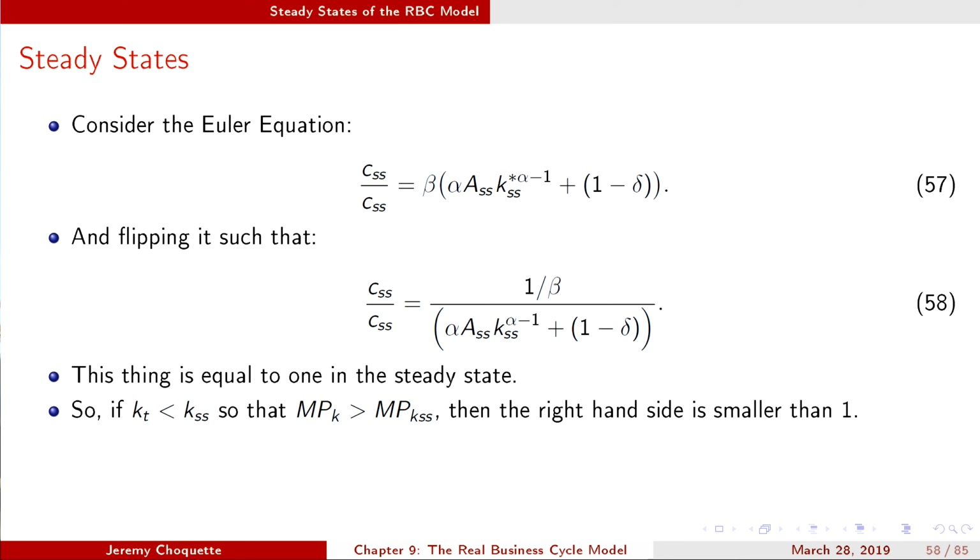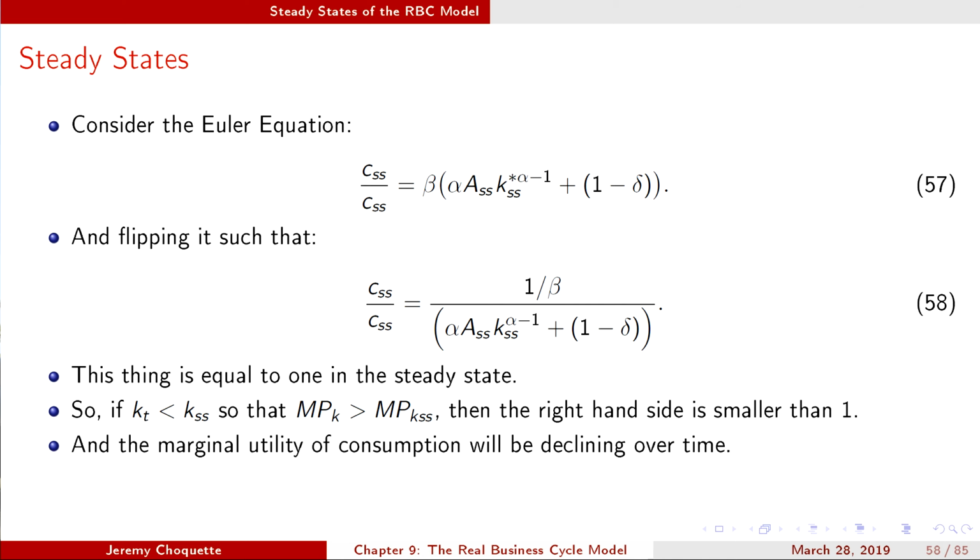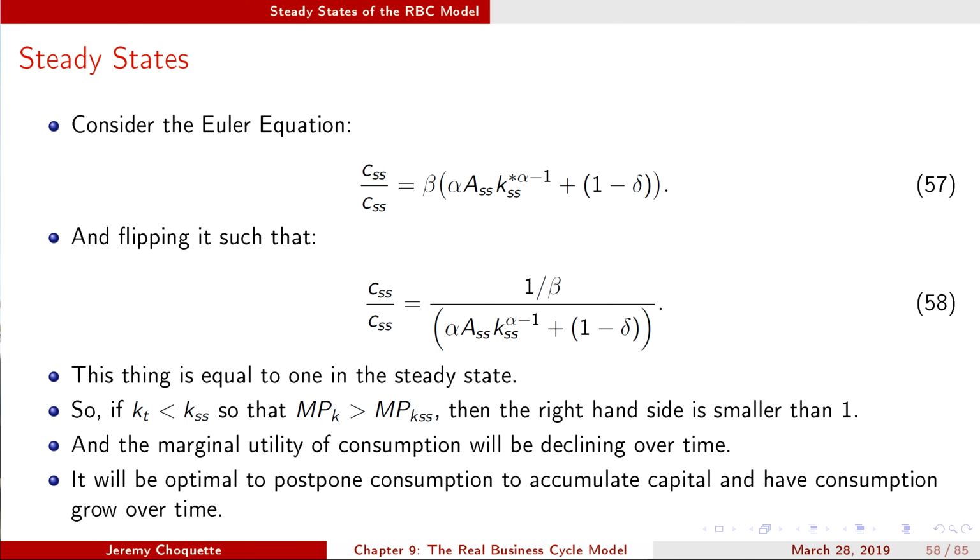So what this says is that if steady state capital is larger than the current capital stock, so the marginal product of capital outside of the steady state is larger than the marginal product of capital in the steady state, well, the right-hand side of that equation has to be smaller than 1. And the marginal utility of consumption would be declining over time. It would be optimal in this case to postpone consumption to accumulate capital and have consumption grow over time.